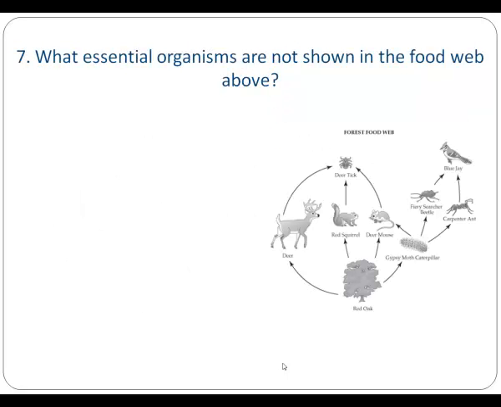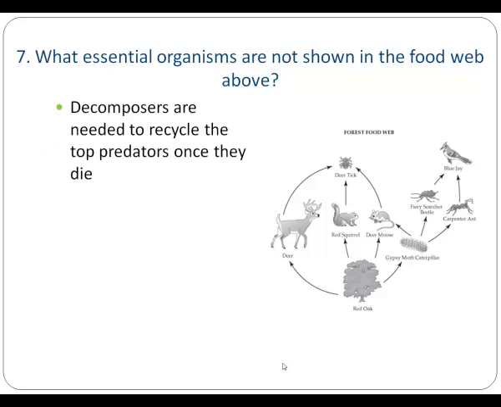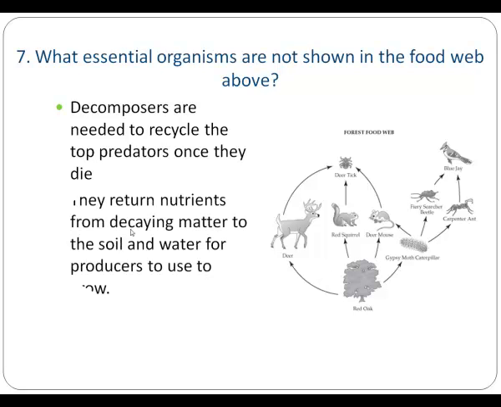What essential organisms are missing from the food web? So in order for this food web to be complete, I have to have some way for these organisms, whenever they die, to be decomposed and return the nutrients into the soil. In turn, the producers use those nutrients from that decaying matter to grow.